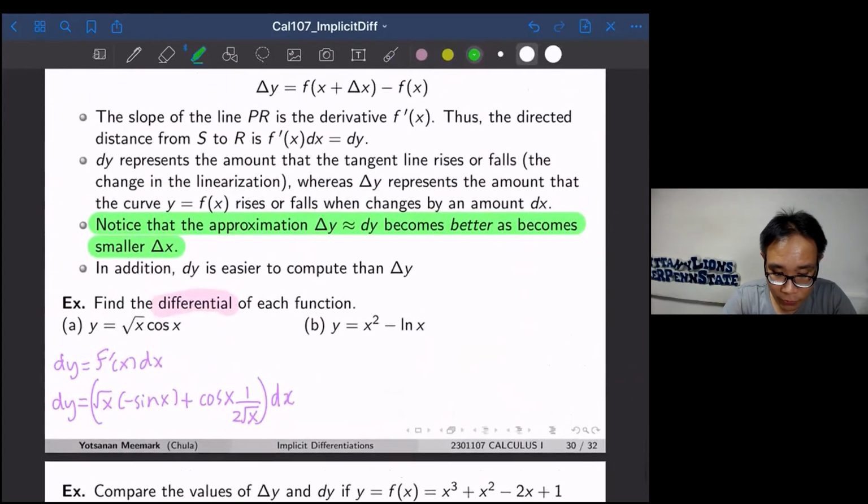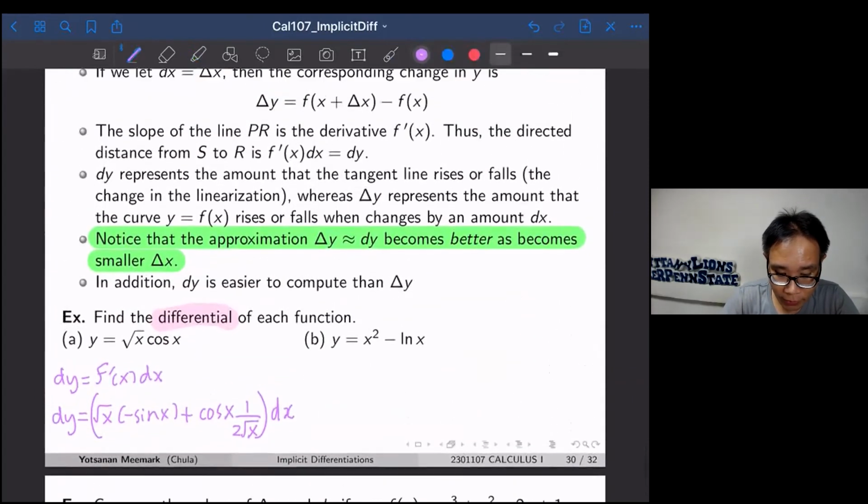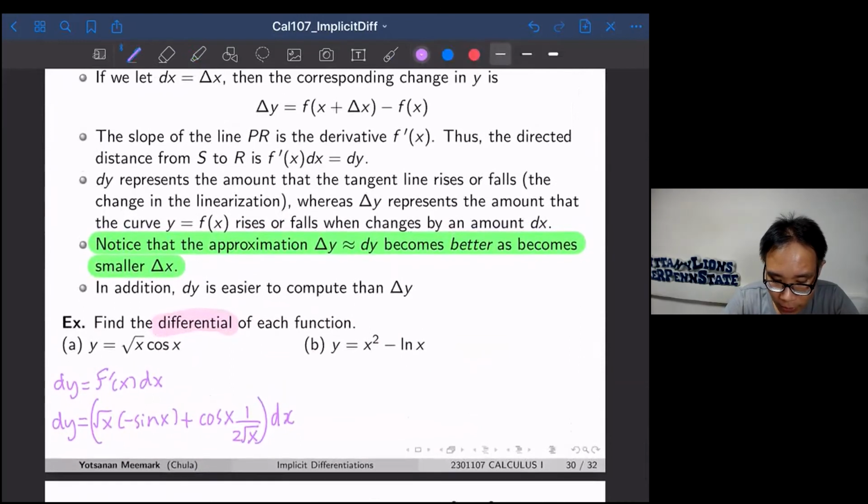Let's finish this one and then go to the next example. So you have y equal to x squared log x. You get dy equal to this derivative, so it's going to be 2x minus 1 over x dx. Okay, so that's all.